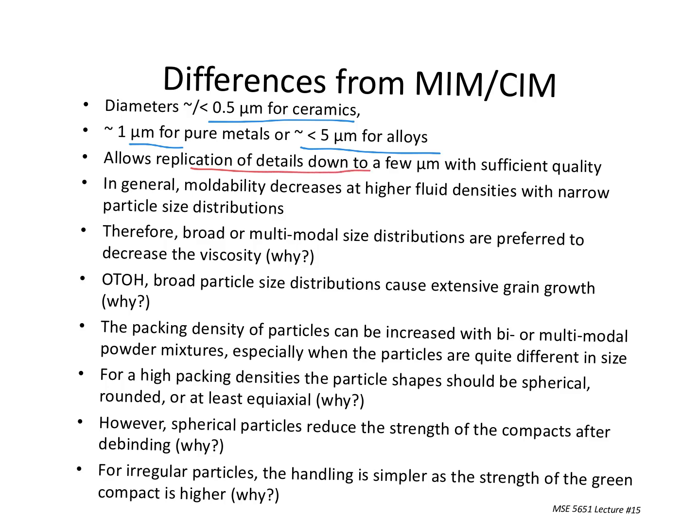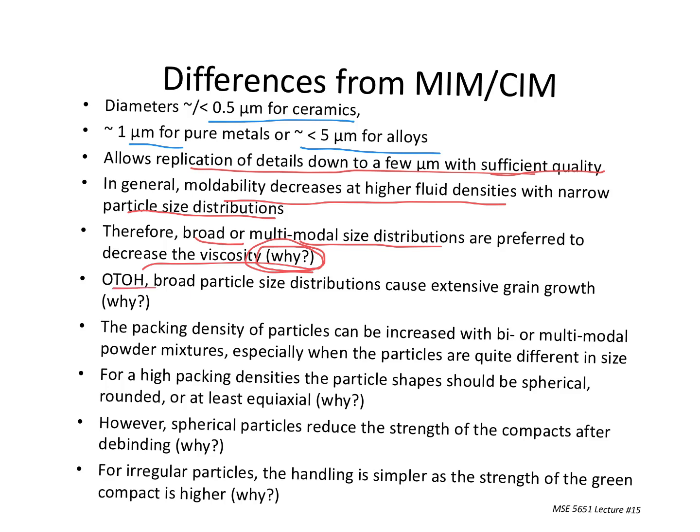Replication of details down to a few microns with sufficient quality. Moldability decreases at higher fluid densities with narrow particle size distributions. You'd want to have broad or multimodal size distributions to decrease the viscosity, okay? So we should know the answer why. So we're again using this furnace rule to try to jam more particles into a smaller space, all right, and give you these lower viscosities as a result.